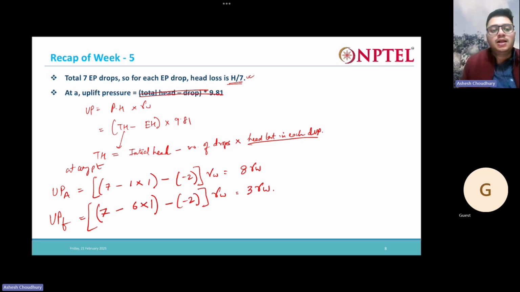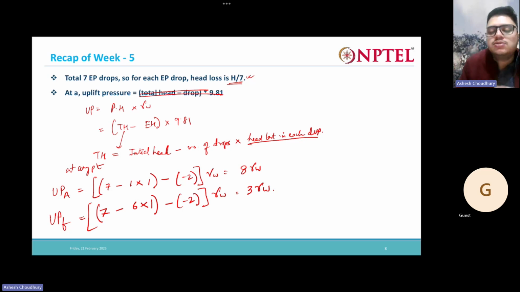Fine. Again, I will repeat. To find out the uplift pressure at any point A, we need to first find out the pressure head at that point A. So uplift pressure at any point A is equal to the pressure head at that point A times the gamma W. Now the pressure head at that point A is the total head at that point minus the elevation head at that particular point.